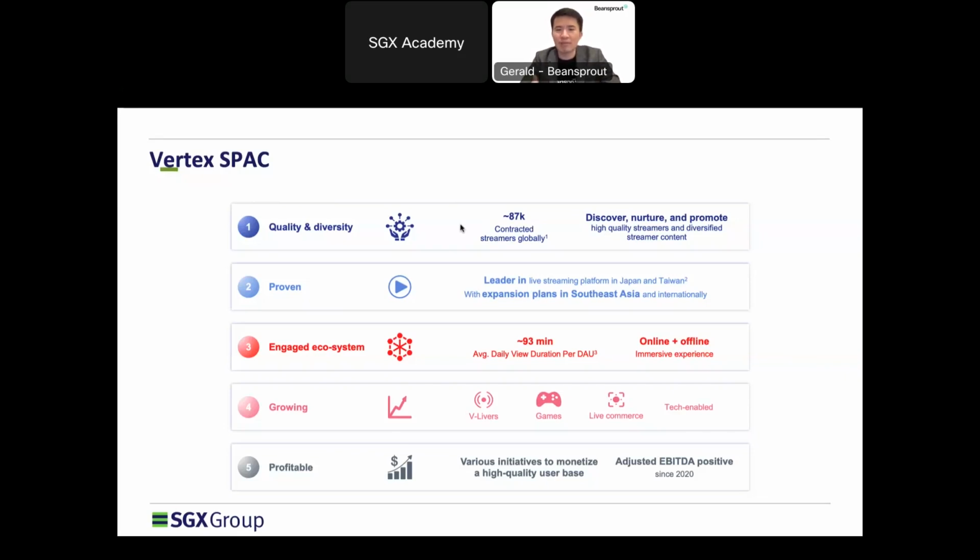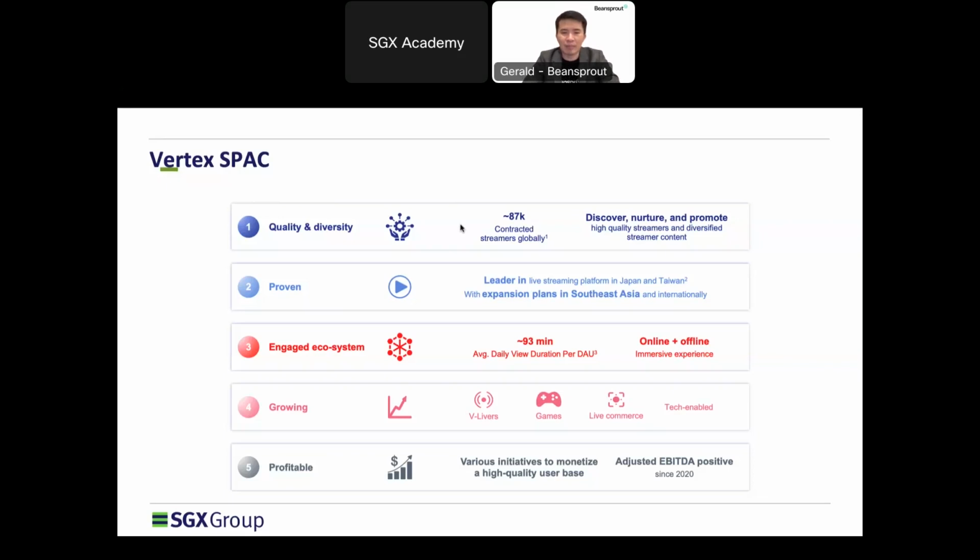We can also look at some of the other operating statistics. Here we see that it has 7,000 contracted streamers globally. The average daily view duration per daily average user is believed to be 93 minutes. So we can look at some of these statistics to understand whether or not it is a good company.